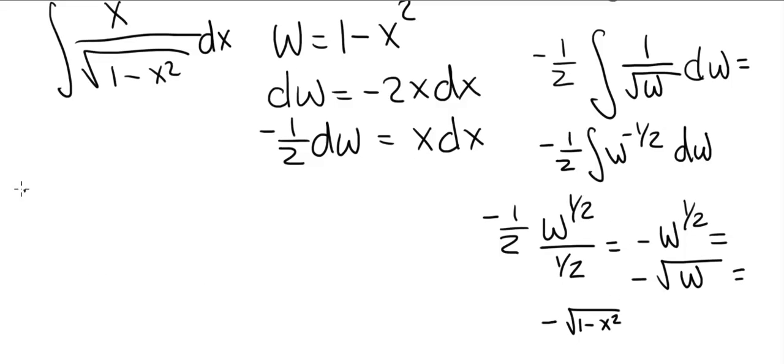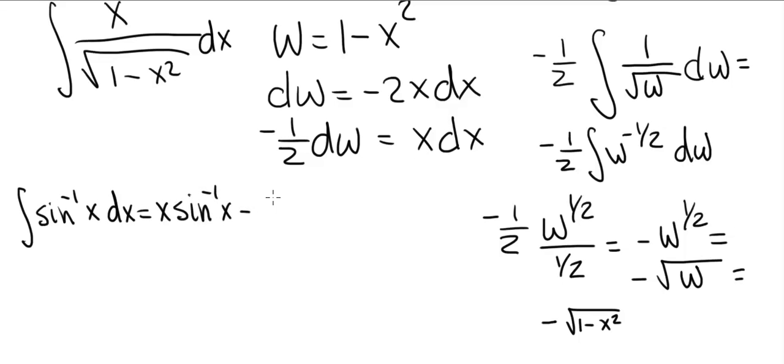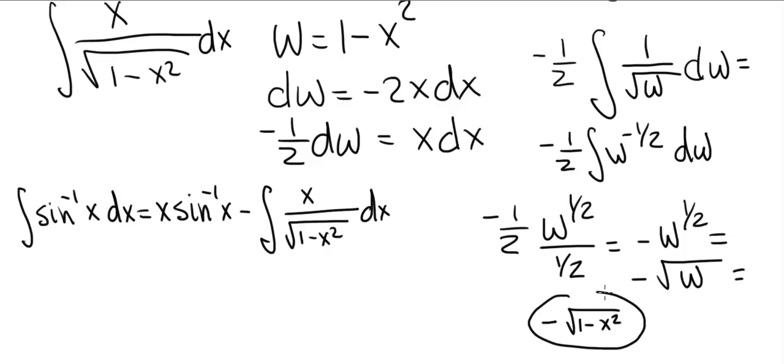So let's return to the original problem. The original problem was the integral of inverse sine of x. It was equal to x times the inverse sine of x minus the integral of x divided by the square root of 1 minus x squared dx. We just solved the second integral. Here it is right here. So this is equal to x inverse sine of x, minus a minus is plus, the square root of 1 minus x squared, and then we add a constant of integration at the end, c.